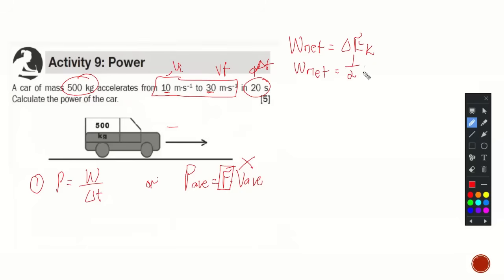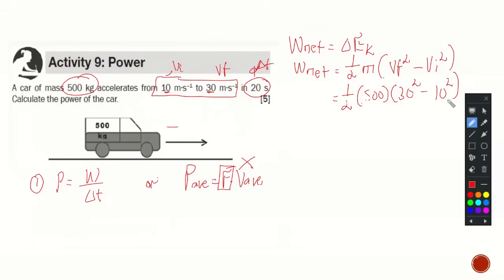So we'll have half M bracket VF squared minus VI squared. To calculate that, we'll simply say half, and then our mass is 500. Our final velocity, it's moving from 10 to 30, so final is 30, squared, minus the VI, which is 10, and then squared. At this point, you simply just need to punch everything into your calculator.